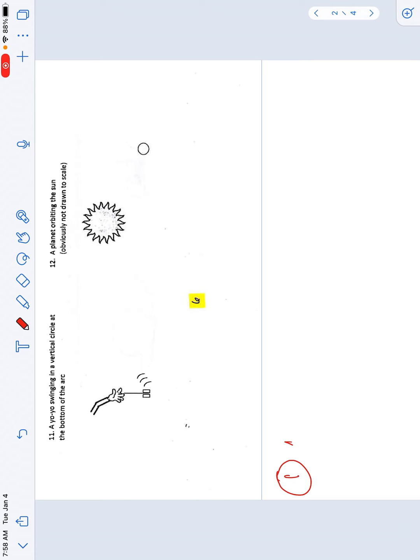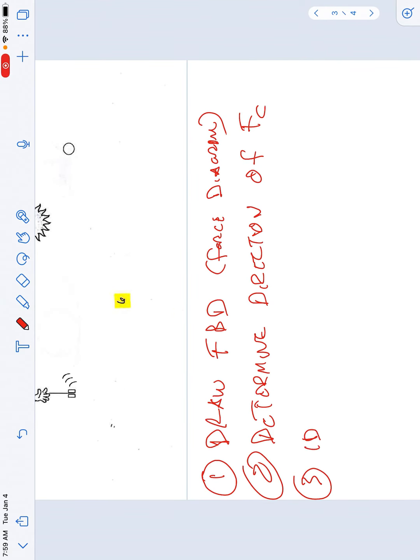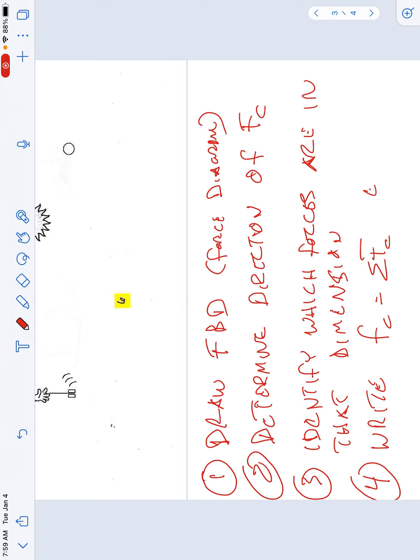Okay, so here's the general approach. 1, draw your free body diagram, your force diagram. 2, determine the direction of the centripetal force. Remember, it's always toward the center of the circle. Then 3, identify which forces are in that dimension. Whatever the dimension of the centripetal force is, which ones that have been drawn are in there. And then 4, write your F_C equals sum of forces in the centripetal dimension equation.